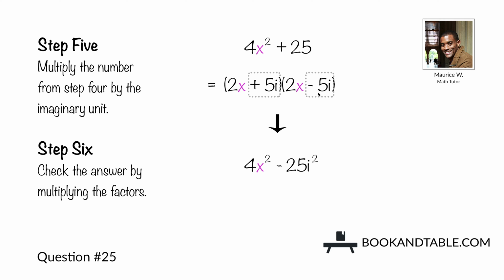5i times negative 5i would give you negative 25i squared. i squared is equal to negative 1. And negative 25 times negative 1 is equal to positive 25. So since the final polynomial matches the original polynomial, that confirms that 4x squared plus 25 can be factored into 2x plus 5i times 2x minus 5i.